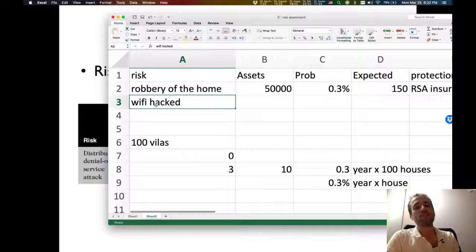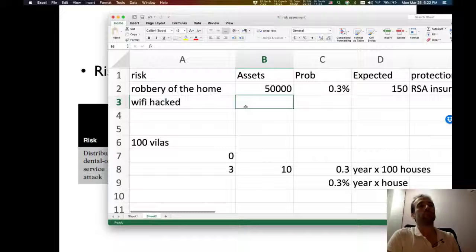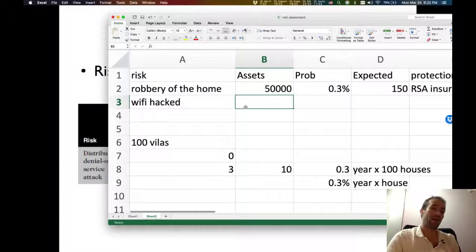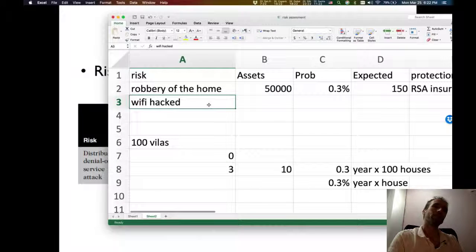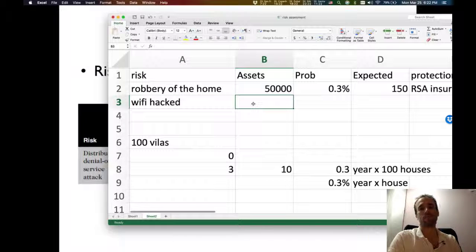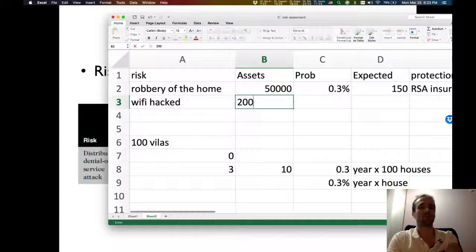You probably have Wi-Fi at home, and many people are not aware, but Wi-Fi is an entry point of attack into your house. So let's try to assess this. If our Wi-Fi was hacked, how much money would you lose? Give me your worst case scenario. So let's say that somebody gains Wi-Fi access and can hack all the devices in your house and can learn your bank passwords and can steal your money in your bank. So let's say this could have an economic impact of 200,000.